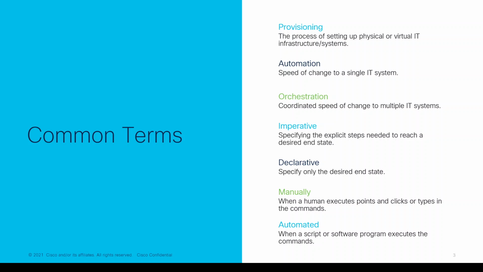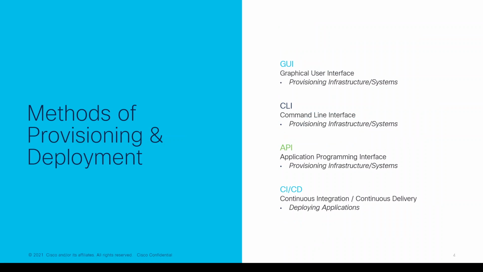Imperative means specifying the explicit steps one by one needed to reach a desired end state. And declarative, you don't specify the explicit steps, you just specify the desired end state, and the system determines the explicit steps that are needed on your behalf. When something is done manually, a human executes points and clicks or types in commands at a CLI, versus when something is automated, a script or software program executes commands on behalf of the user. Okay, so these are some common terms that should be helpful in discussing the rest of this presentation.